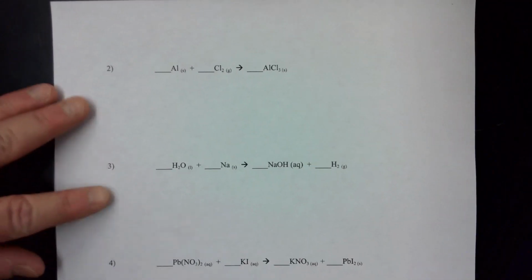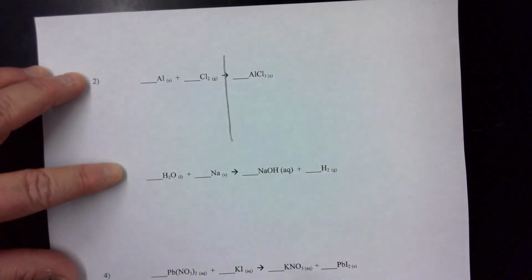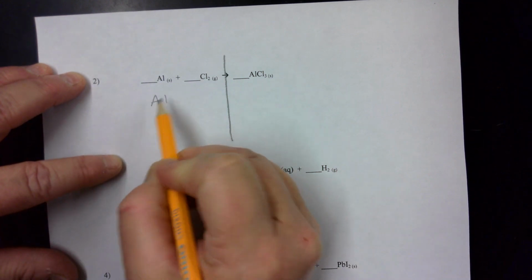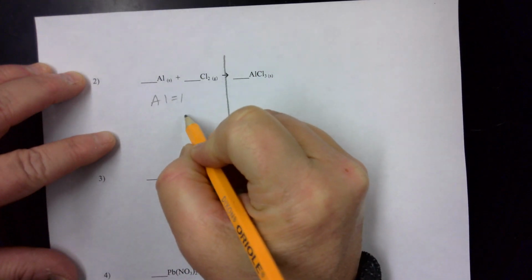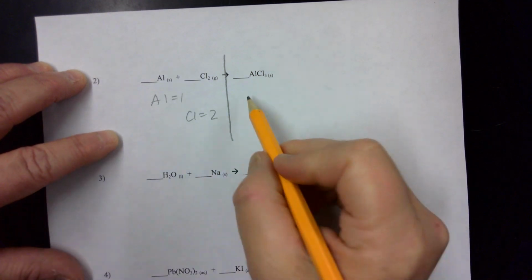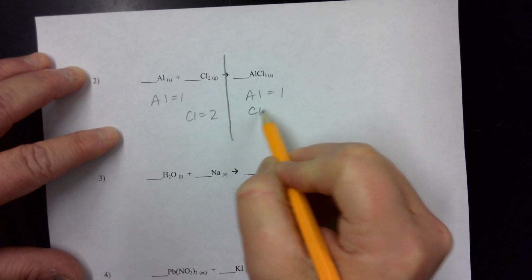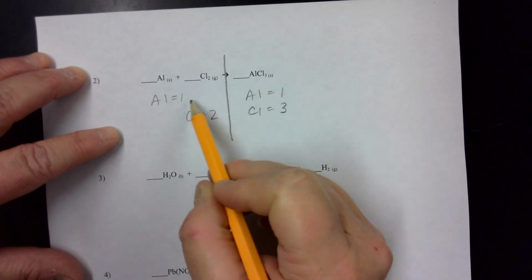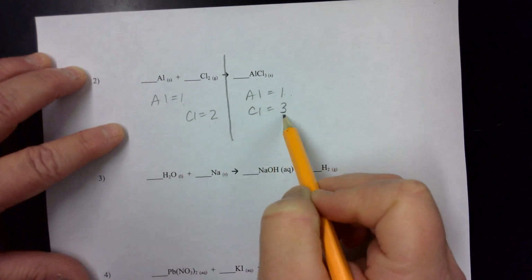Our next example here, the first thing I would ask you to do is to separate your reactants from your products. On the left side, I have 1 aluminum, and over here, I have 2 chlorines. Over here on the product side, I have 1 aluminum and I have 3 chlorines. So when I start this, I see that my aluminums are already balanced, but my chlorines are not.